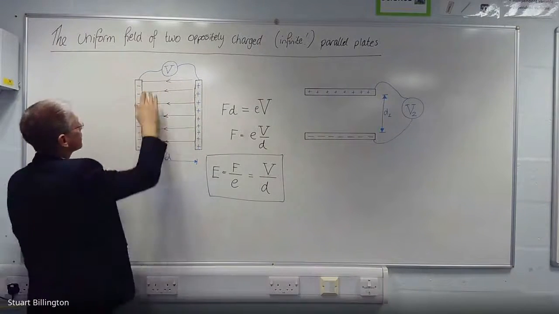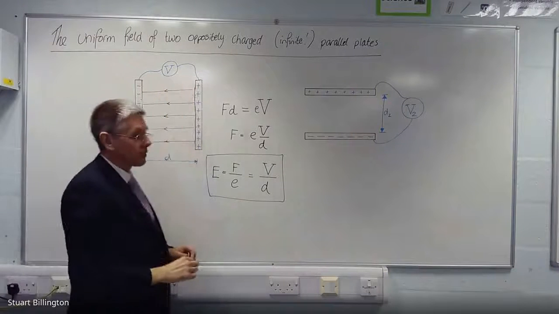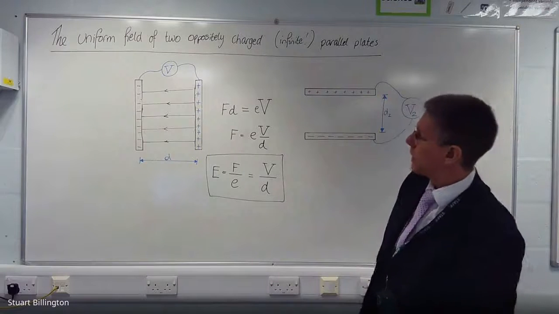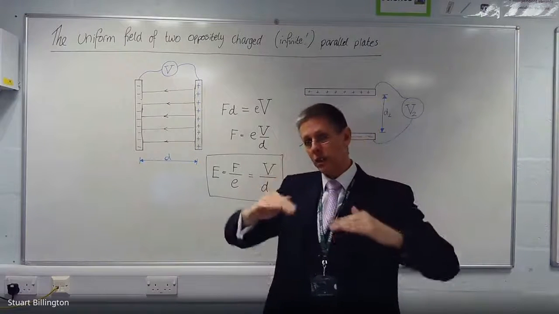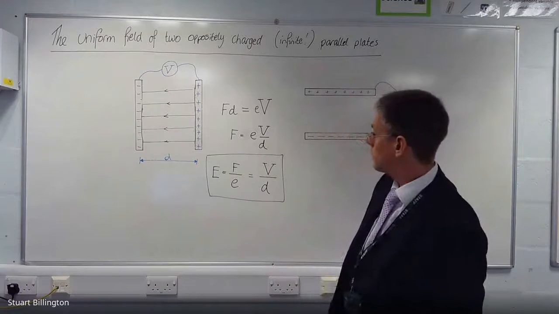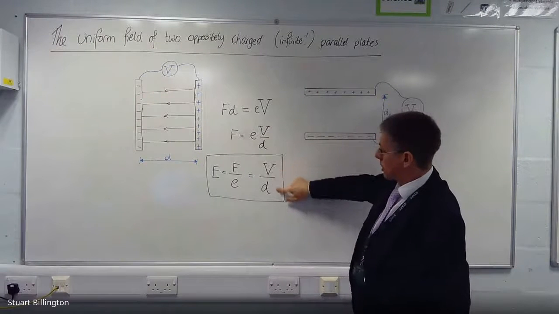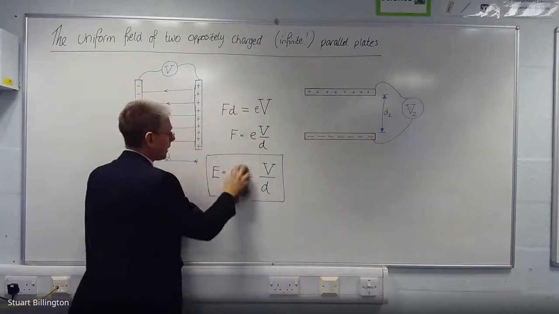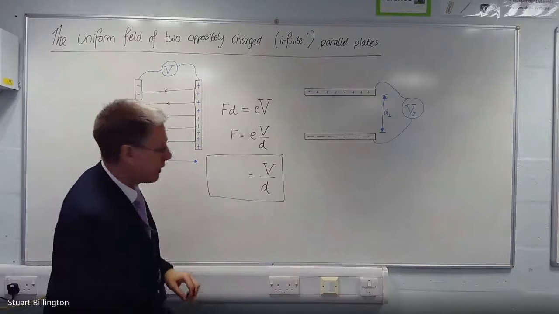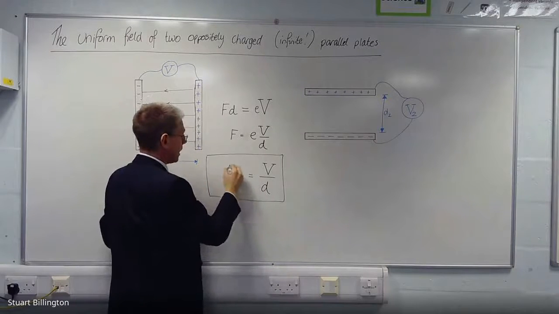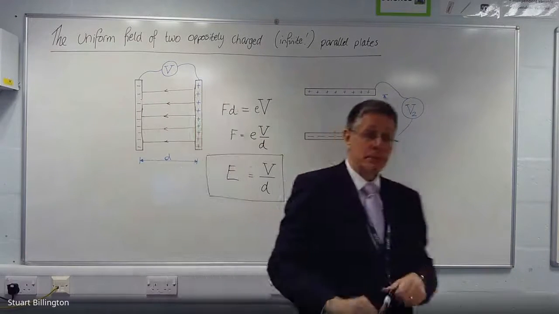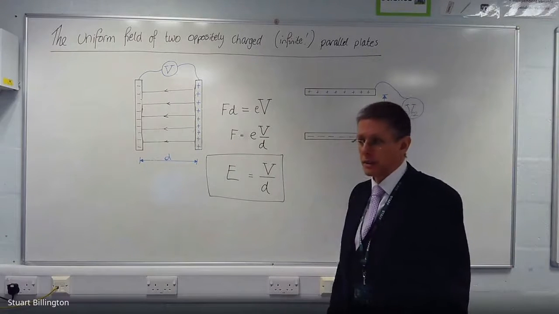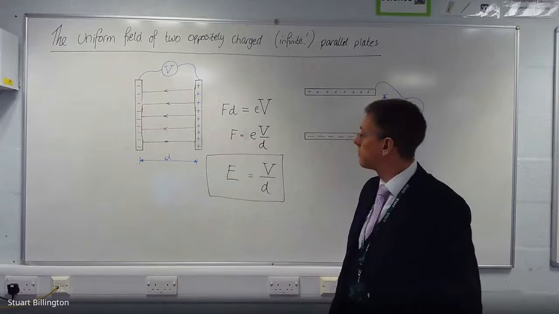That's not very good at the top. Please draw them with a ruler. Please make sure that if your plates are vertical, your lines are horizontal. And please make sure you put this bit in a box: the electric field for this arrangement is a constant number, the potential difference between the plates divided by the distance between the plates.